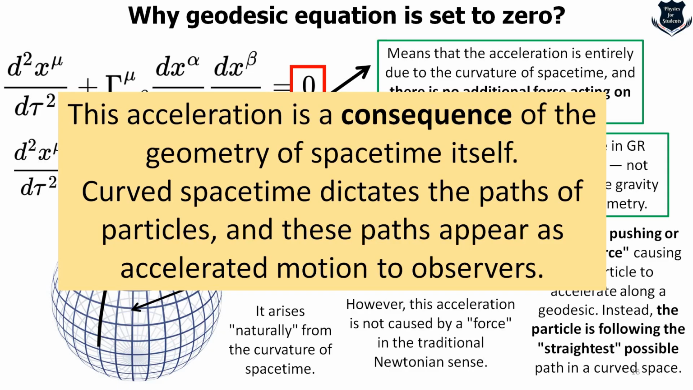So curved space-time, that is a sphere or anything, actually dictates and tells how these paths appear as accelerated motion to observers. That means a person who is watching is not watching the right thing. It is basically the accelerated motion to the observer which appears because of the curvature.